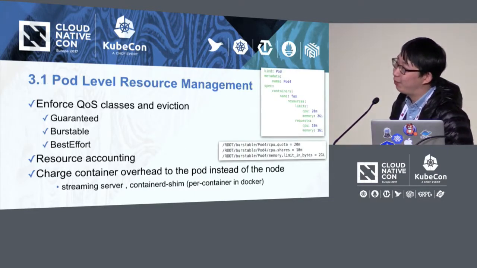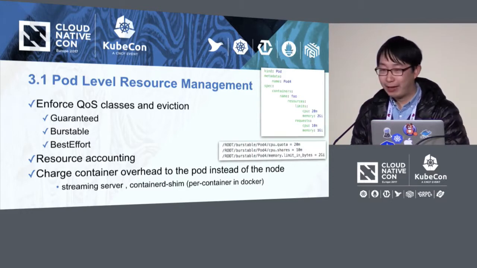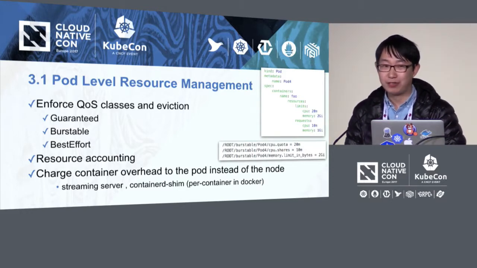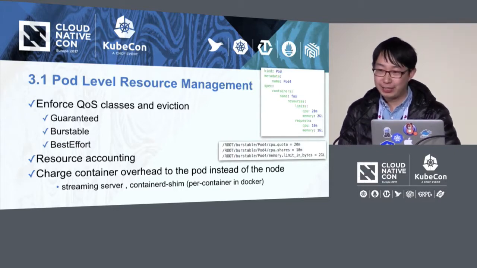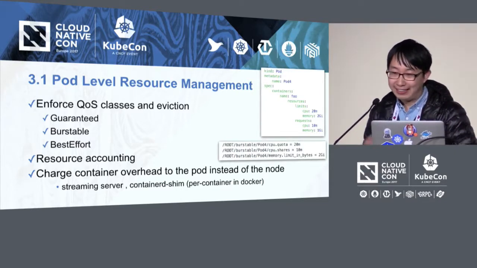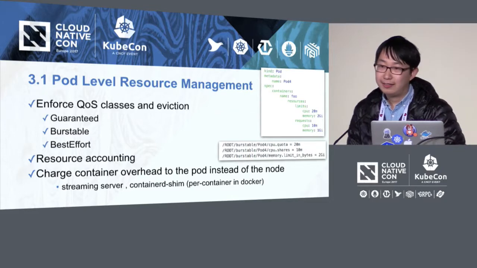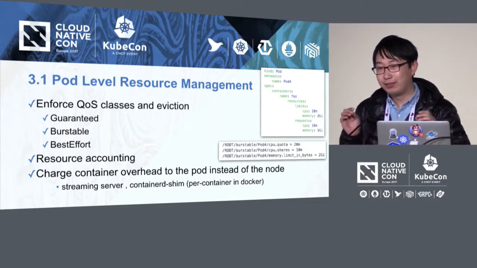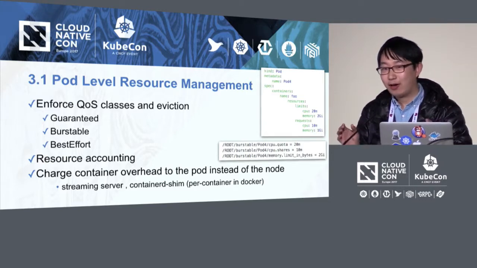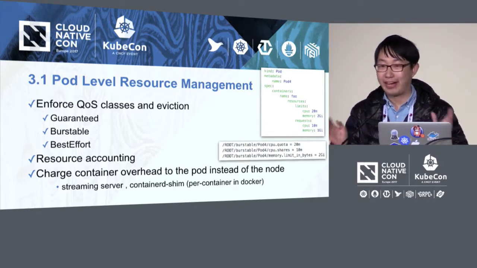The third thing is pod-level resource management. It is very important in Kubernetes 1.6 because it is how we enforce the QoS classes and eviction in Kubernetes. And that is actually the core idea of Borg. The core idea of Borg is that we should mix deploy different kinds of workloads with different priorities in your cluster, so there can be preemption.